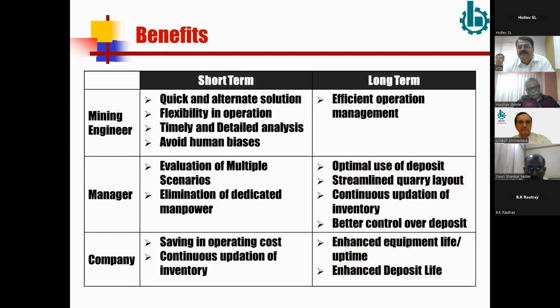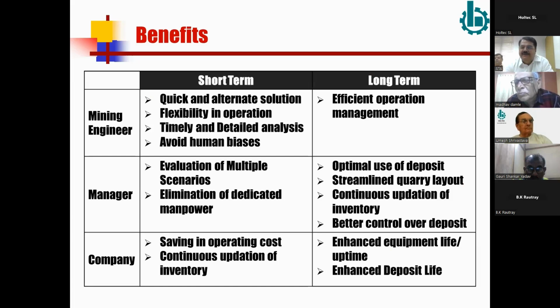So what are the benefits in terms of short-term and long-term for a mining engineer? He has got all the outputs, so he can take quick and alternate solutions. He has got flexibility in operations because he has got alternate schedules, timely and detailed analysis. And in the long term, it will lead to efficient operation management. For the manager, he has got multiple scenarios to evaluate, and a dedicated manpower which has been assigned to plan each, and everything has been eliminated. So in the long term, you are using your deposit optimally.